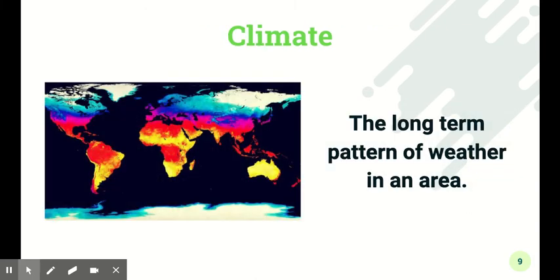Next, we have climate. This is the long-term pattern of weather in a certain area. We really look at climate with geography because the closer you get to the equator, the hotter climate you are going to have, the higher temperatures, the higher humidity that you are going to have. The further away from the equator, you're going to have colder temperatures and climate.